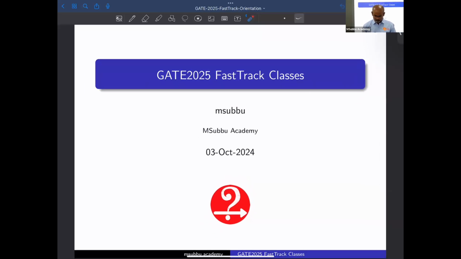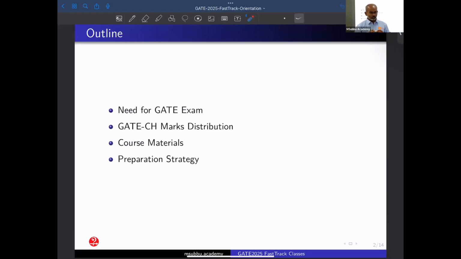Today being the orientation, I'm just going to give this. Of course, every one of you knows the need for the GATE exam. Still, I will give my own view, and the mark distribution, which is very important to know, and what sort of course material we have, and what preparation strategy we are going to follow in the remaining 4 months. In that, only 3 months will effectively be classes, and the last month is mostly for mock exams.